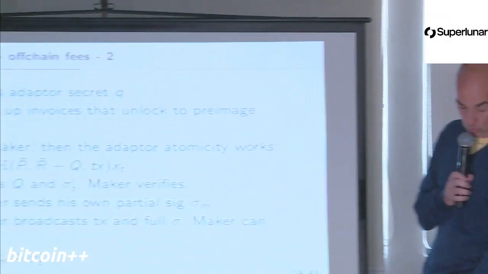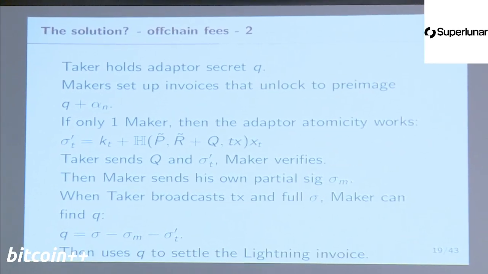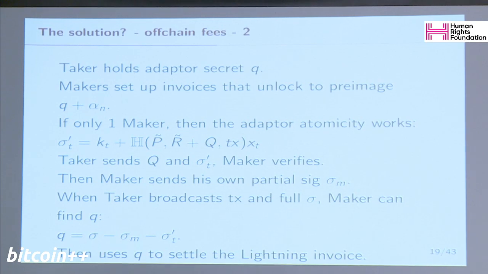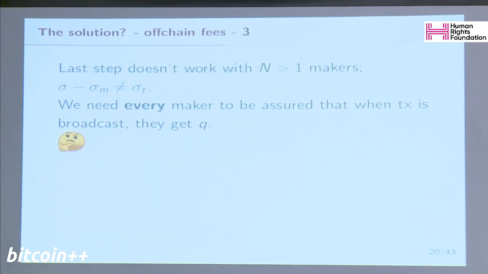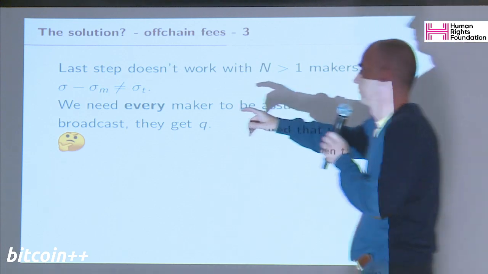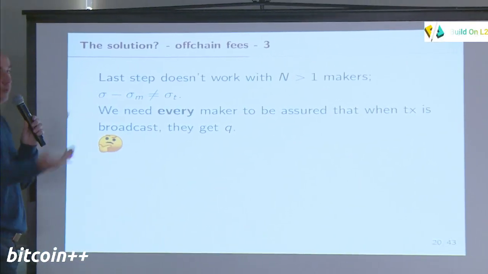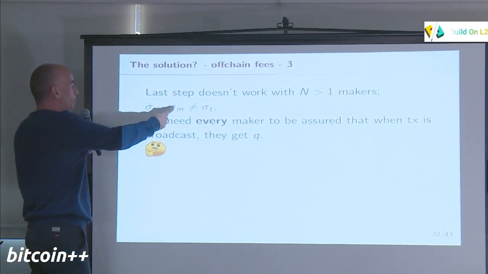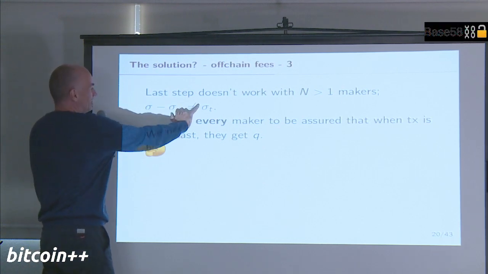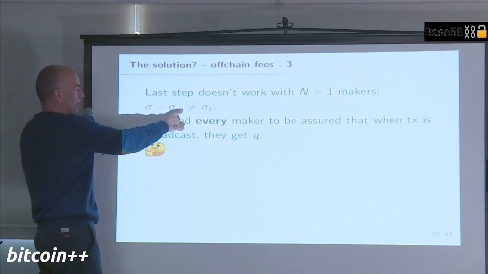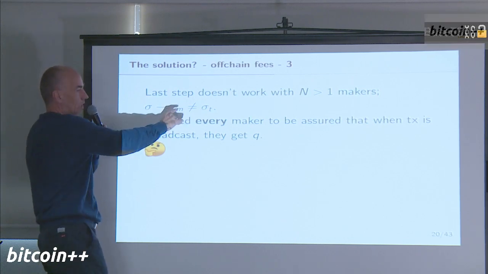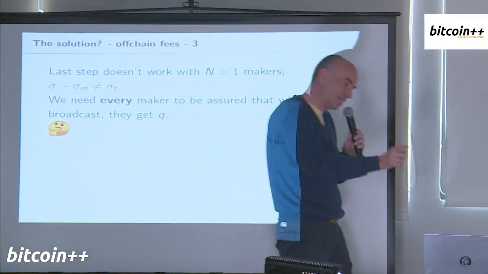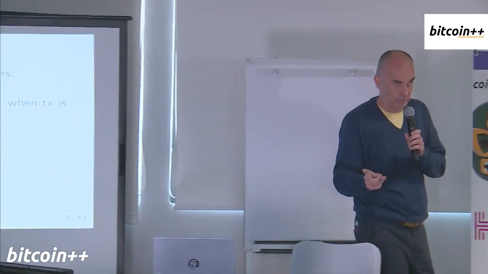Now, why doesn't that work? Well, it does work if there's only one maker. He uses Q to settle the Lightning invoice. If there's multiple makers, it doesn't work because what's broadcast on chain is the total signature sigma. If you have three people making a MuSig, they're going to have three partial signatures. So each maker is going to see the total. I did this the wrong way around. He's not going to be able to subtract his partial signature and the other maker's partial signature to get the taker's partial signature unless the other maker cooperates with him, which is certainly possible, but it's not something you can depend on, right? Because the other maker could be colluding with the taker.